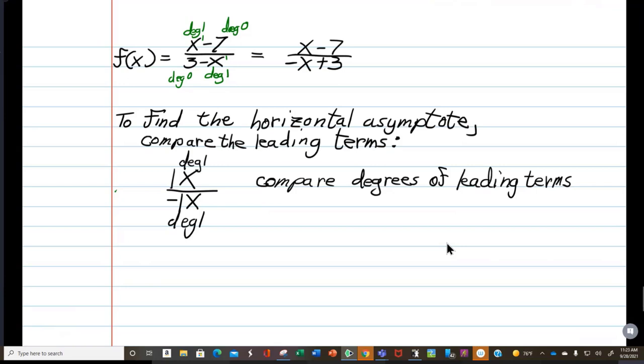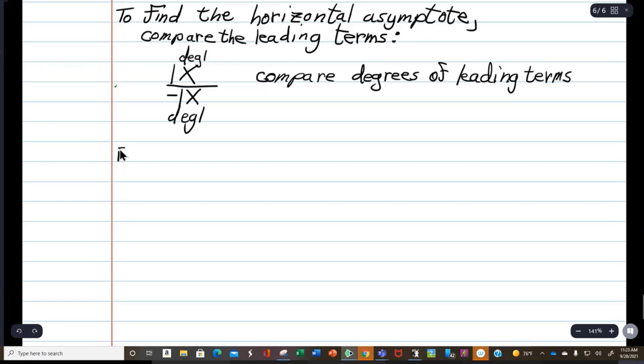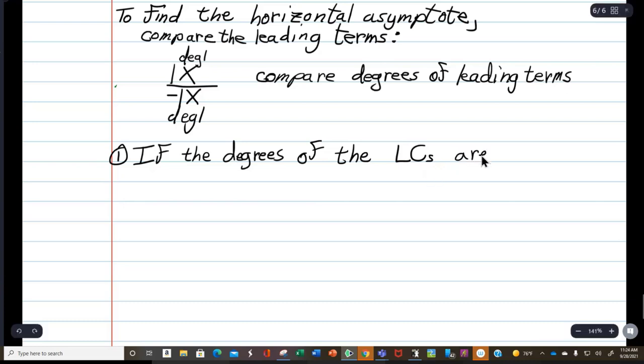All right, here's the first rule. The first official rule for horizontal asymptotes. 1. If the degrees of the leading terms, I'm going to say of the LCs, are equal, then the HA is.